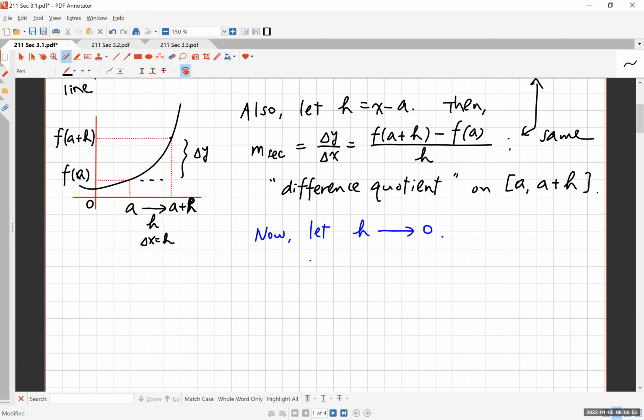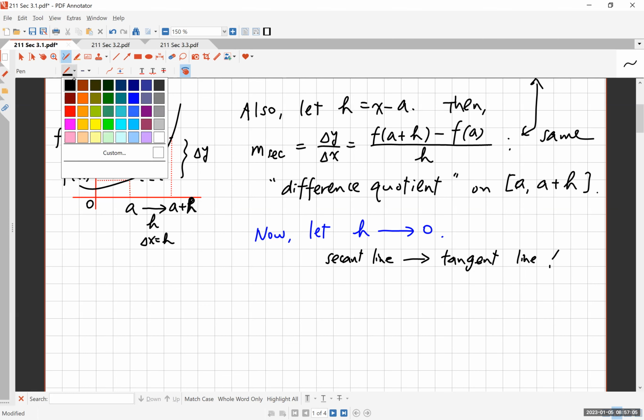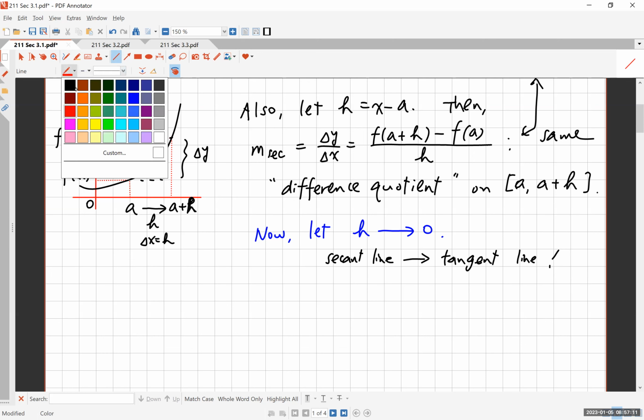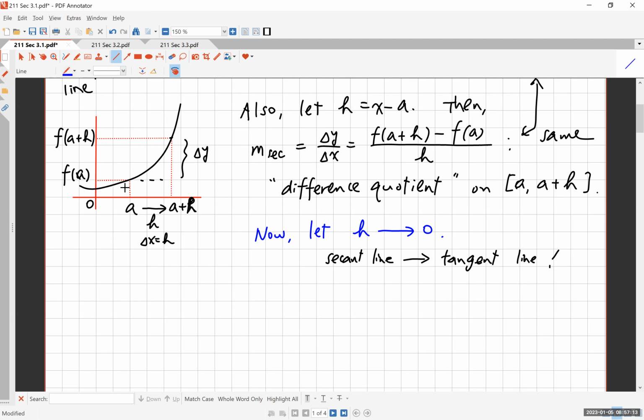All right. So now, as you do this, the secant line becomes the tangent line as you take the limit. So here's what I'm talking about. Let's say if I can use my colors. So blue line. Okay, so this was the secant line, right? If you pick another point, let's say this point.